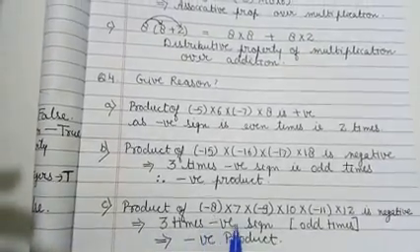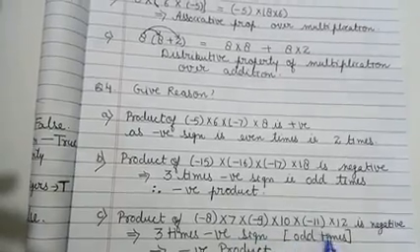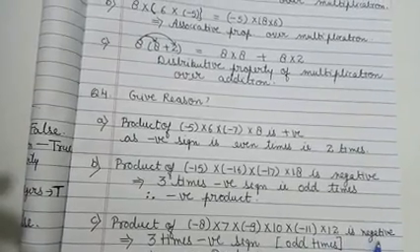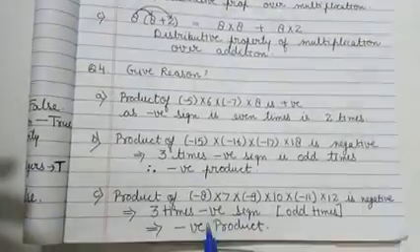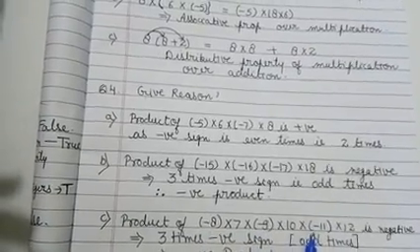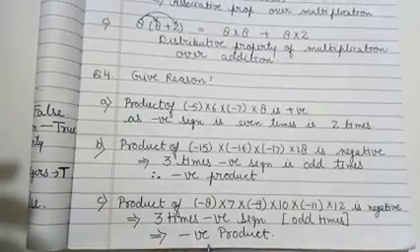Now look at the last. This is -8 multiplied by 7 multiplied by -10 multiplied by 10 multiplied by -11 multiplied by 12 is negative. बहुत बड़ा प्रोडक्ट है, but you have to count only the negative signs. How many negative signs are there? 1, 2, 3, and 3 is an odd number. So your product must be a negative product.